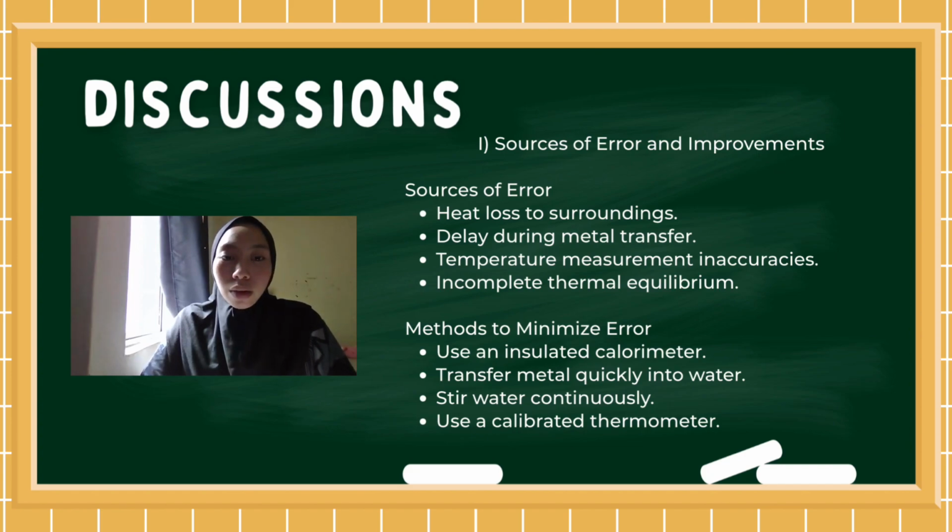So as for discussion, first is sources of error and improvement. The sources of error are, first, heat loss to the surroundings. Second, delay during the metal transfer. Third, temperature measurement inaccuracies. Fourth is incomplete thermal equilibrium. To minimize the error, first, we can use an insulated calorimeter. Second, transfer the metal quickly into the water. And third, stir the water continuously and use a calibrated thermometer.